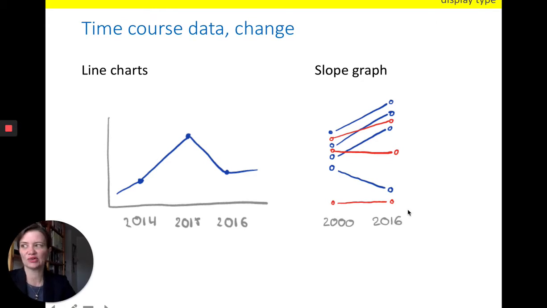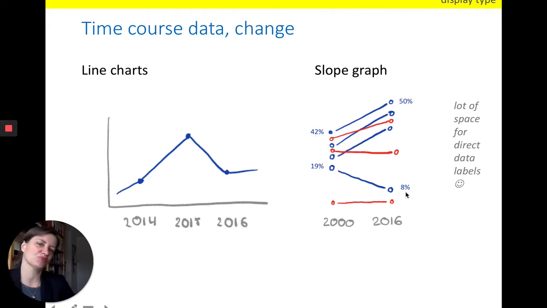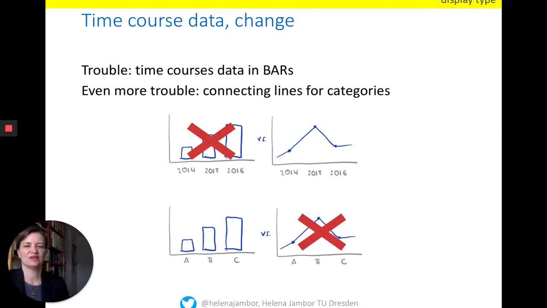What it's really great for is that you have a lot of space for direct data labels on both ends. So you can add a lot of precision without losing a lot of space. And what is absolutely critical is to never switch these around.